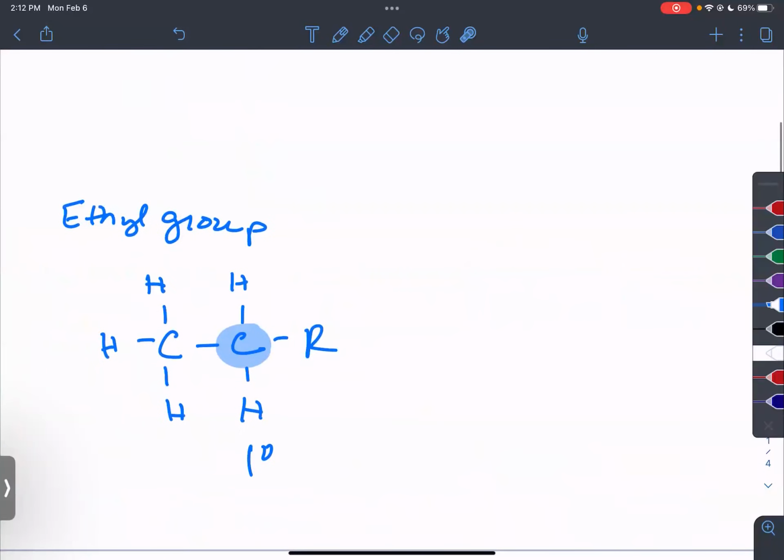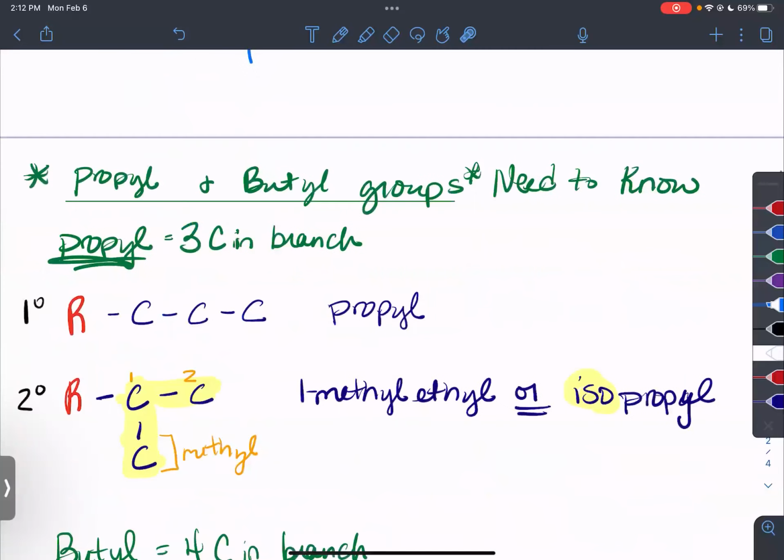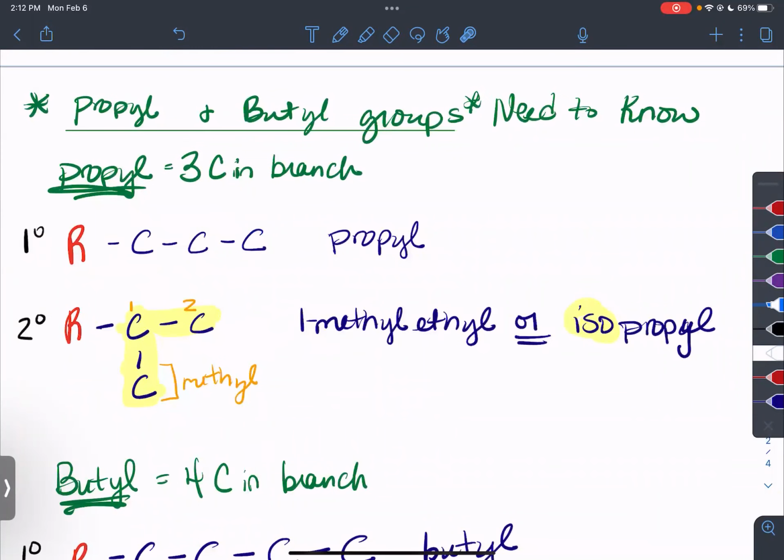Same thing with methyl. There's only 1 carbon, so there's nothing else attached to it. So it doesn't even get classified as primary, secondary, or tertiary. Propyl and butyl groups you have to worry about it. So you have to know how to name it.